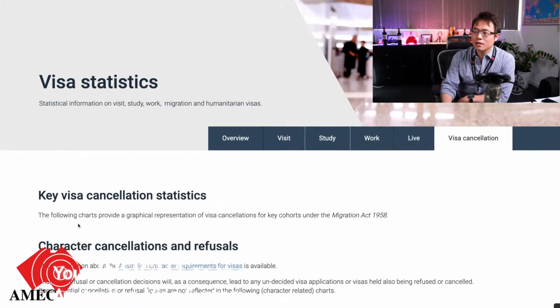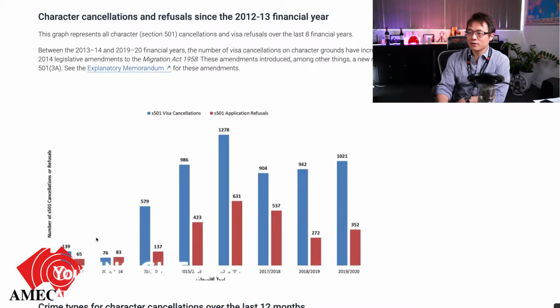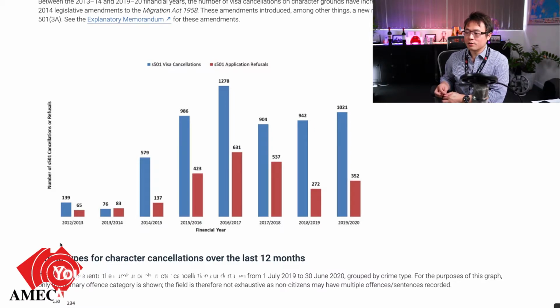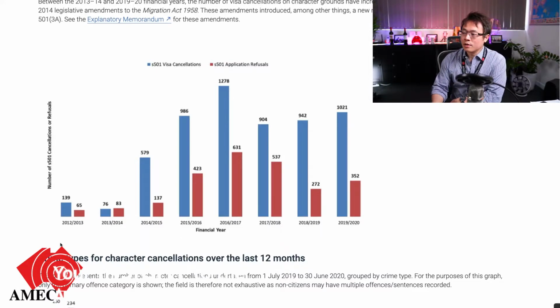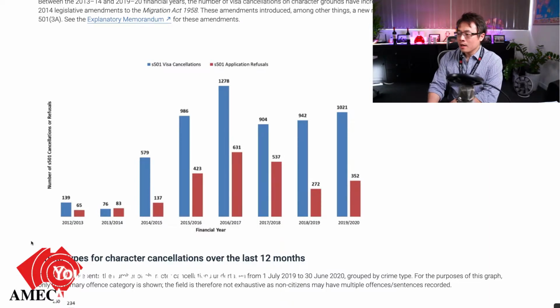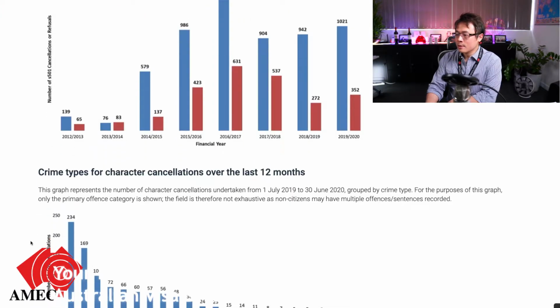Now let's look at the statistics. It's actually very interesting, showing that the stats for character cancellation were at the height in 2016 and 2017, and continue to drop down. Obviously, it's all caused by the number of applications back then being much more, and obviously there was a change of government. You can see here the Australian government went from Labor to Liberal. So the Liberal government had taken more action towards monitoring and checking visa conditions, whether applicants and visa holders actually abide by the law.